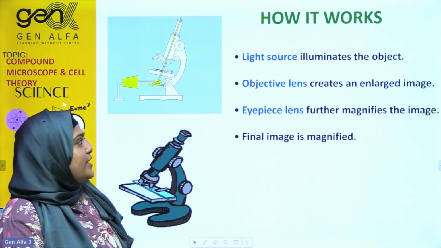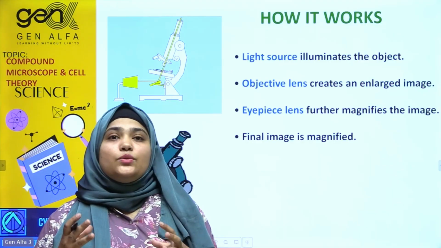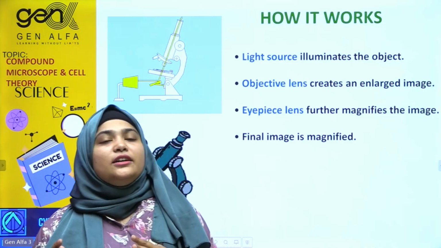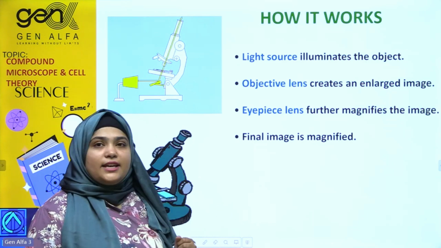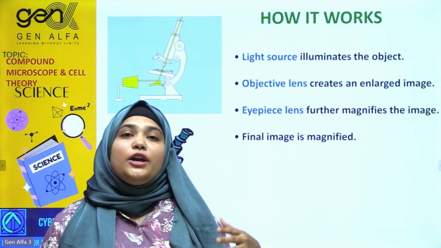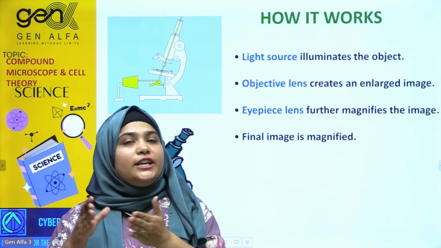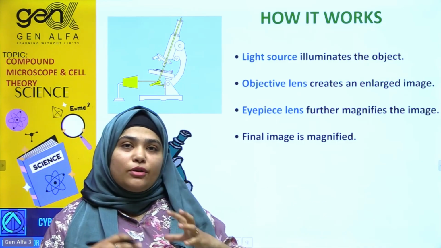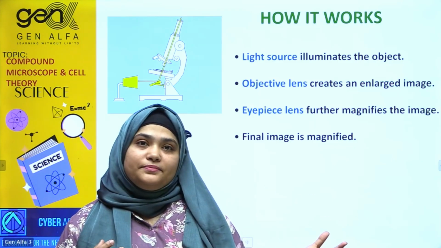Next, the objective lens creates an enlarged image. Yes, of course. The objective lens is the lens which is near the object, and it will give you an image, but not the final image. The eyepiece lens further magnifies the image. The eyepiece lens magnifies the image one more time after the objective lens. Suppose your objective lens is magnifying 40 times, then the eyepiece lens is going to magnify it 10 times. So collectively, the image will come out 400 times magnified.